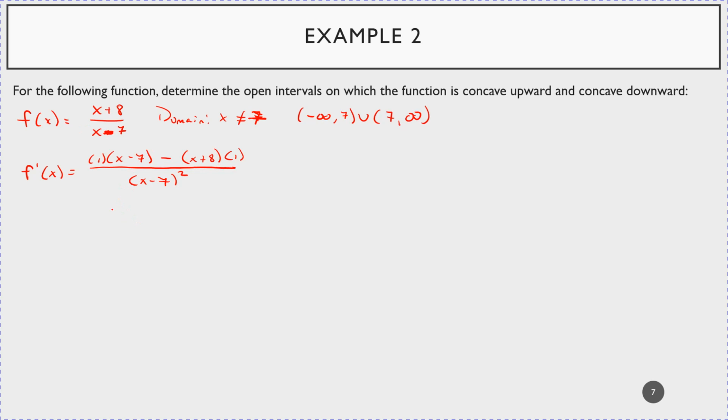Okay, so let's clean this up a little, right? So this just becomes x minus 7, and then distribute the negative, minus x minus 8, all over x minus 7 squared. Well, look, x's cancel out, right? X minus x, so this just ends up being minus 15 all over x minus 7 squared. And actually, to help us find the second derivative, which is going to be really easy now, I'm going to write this as negative 15 times x minus 7 to the negative 2 power.